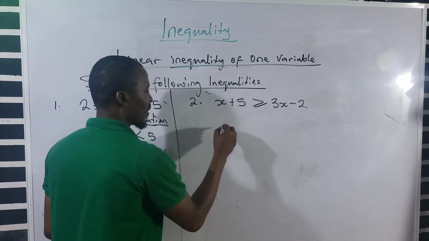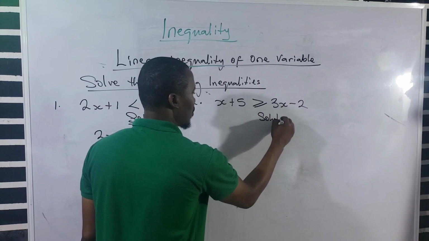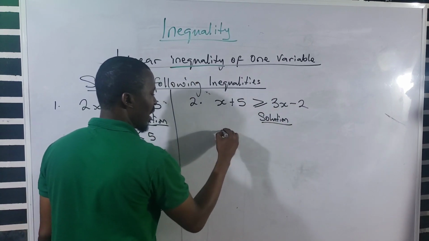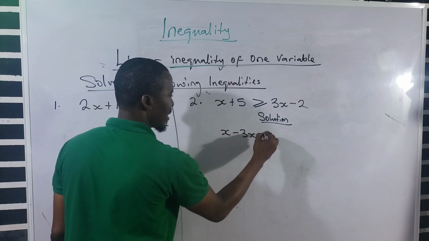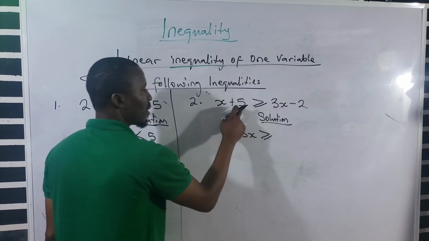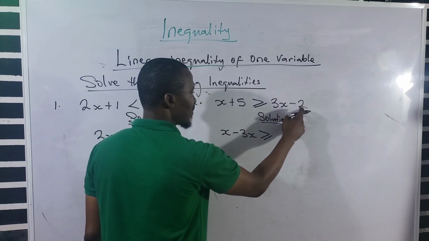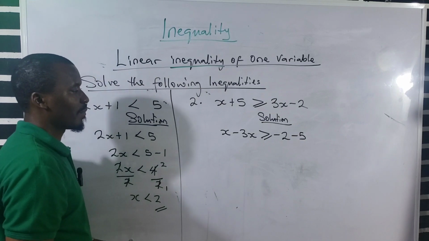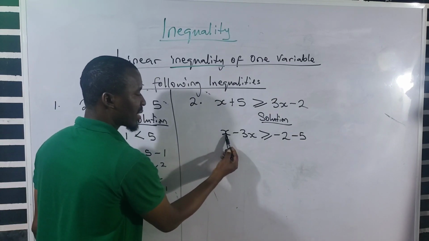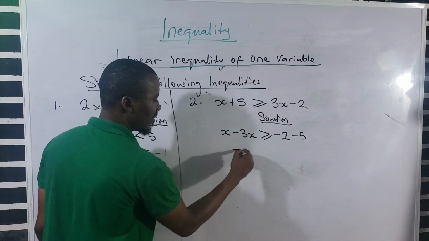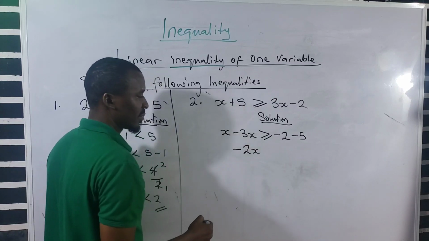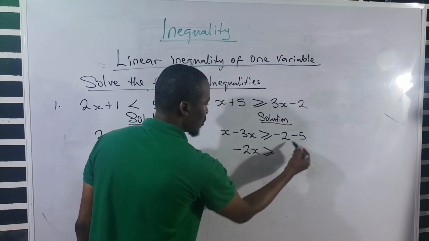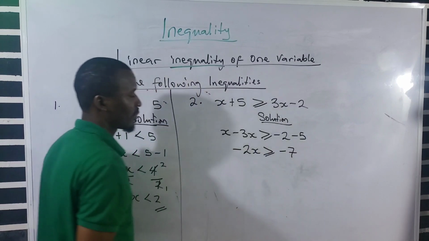What we are going to have, let's have our solution. This 3x will come here: x - 3x ≥, and this 5 will move over here to meet this -2. So I have -2 - 5. This is 1x - 3x, that will give me -2x, ≥ -2 - 5 will give me -7.